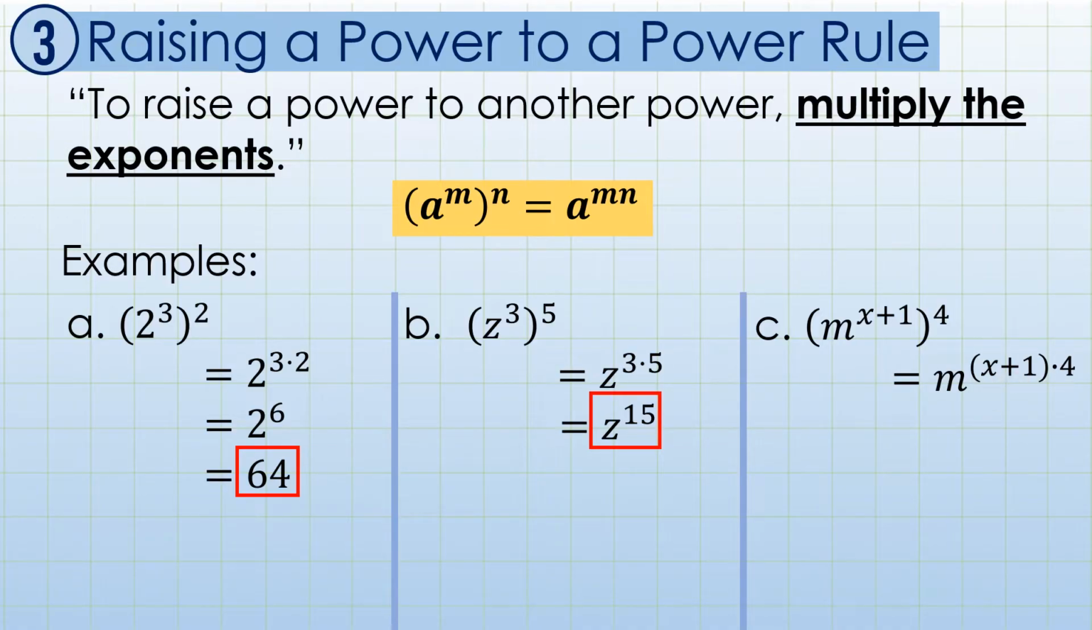So, x plus 1 times 4, distribute mo yung 4, no? 4 times x, saka 1 times 4. So that is m raised to 4x plus 4. Yan ang final answer.